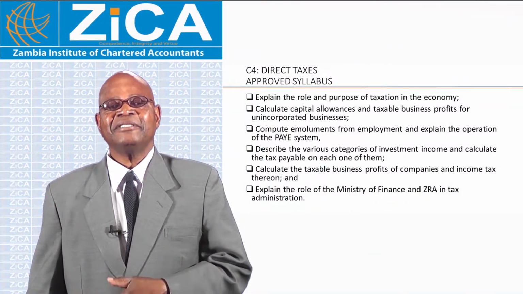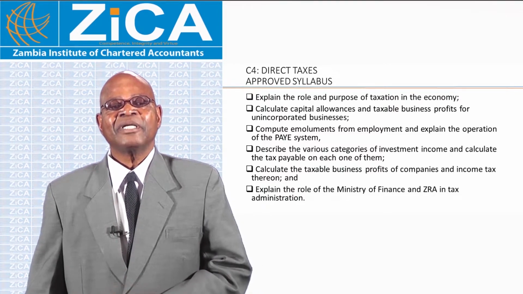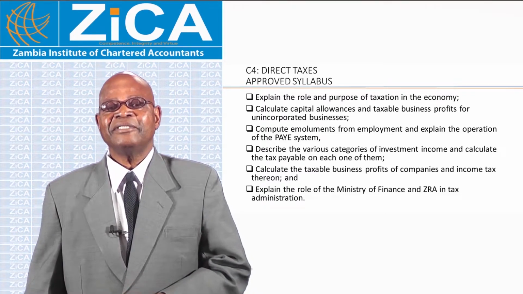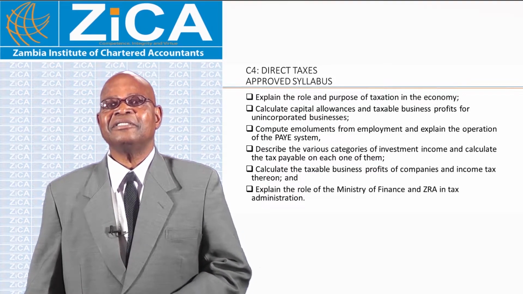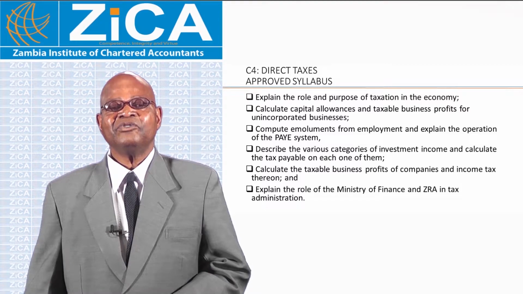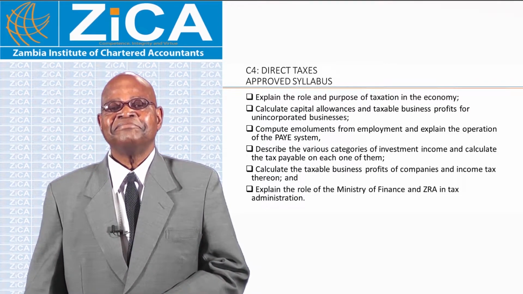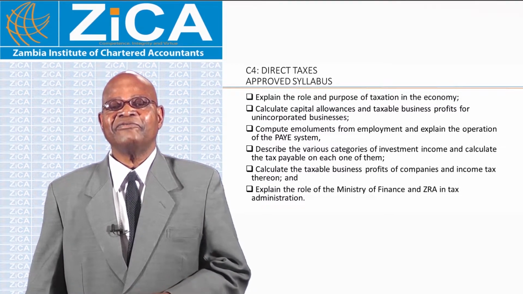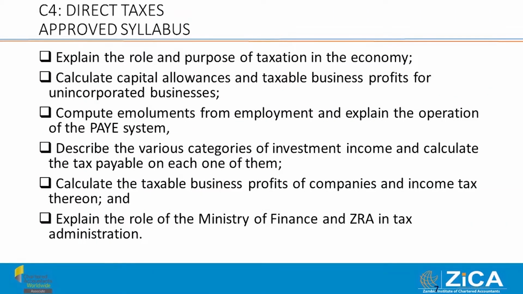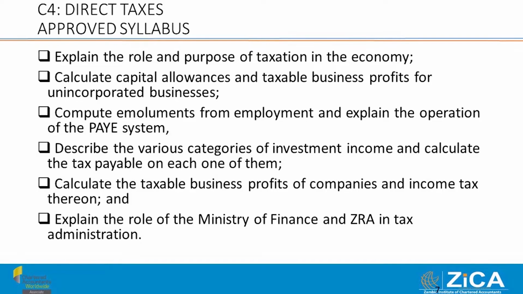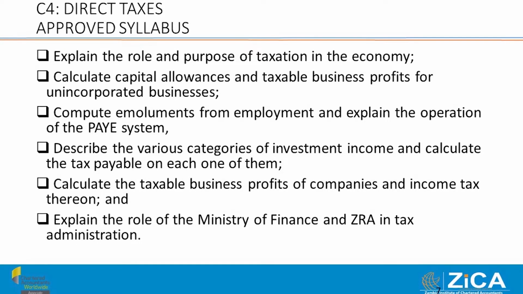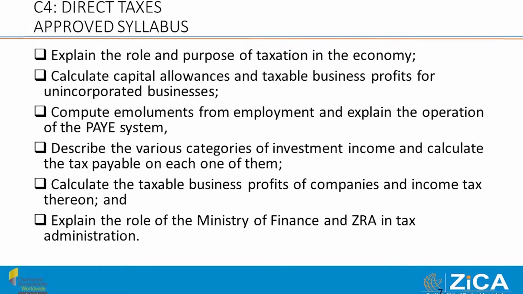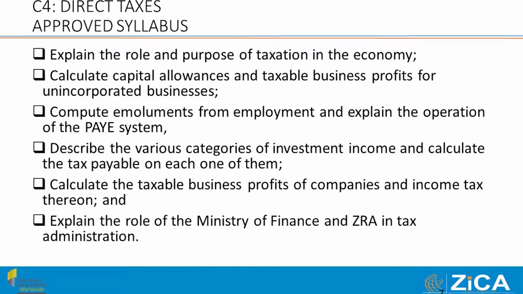Now, the approved syllabus on Direct Taxes looks at explaining the role and purpose of taxation in the economy, calculating capital allowances and taxable business profits for unincorporated businesses, computation of emoluments from employment and explaining the operations of the PAYE system, describing the various categories of investment income and calculating the tax payable on each of them, calculating the taxable business profits of companies and income tax thereon, and explaining the role of the Ministry of Finance and ZRA in tax administration.